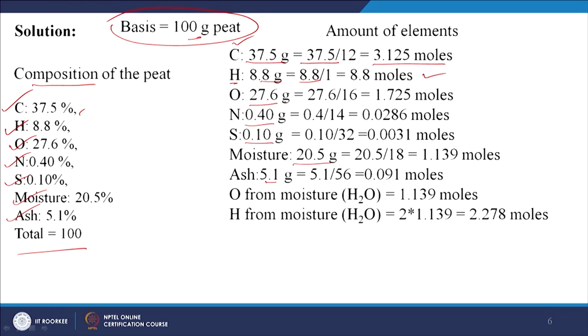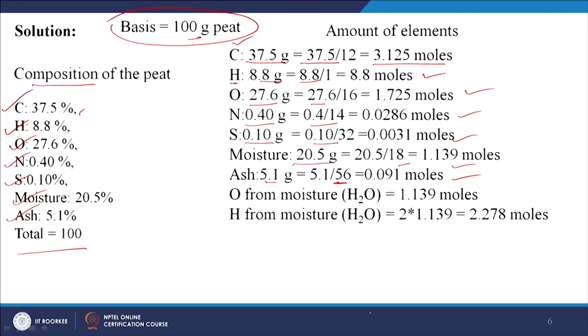So, for oxygen 27.6 divided by 16, we are getting 1.725. Nitrogen 0.4 divided by 14, we are getting 0.0286 moles. For sulfur 0.10 divided by 32, we are getting 0.0031 moles. For moisture 20.5 divided by 18, we are getting 1.139 moles. For ash 5.1 divided by 56, it is given the molecular weight of ash is 56, so we are getting 0.091 moles.